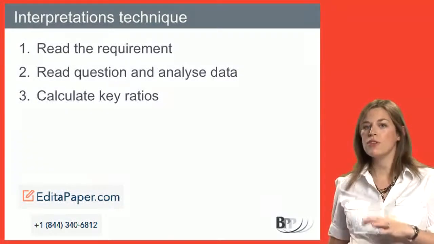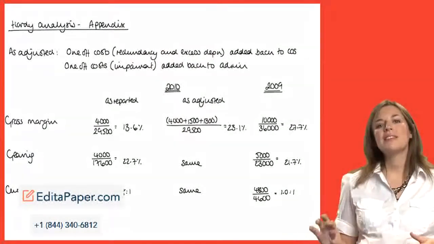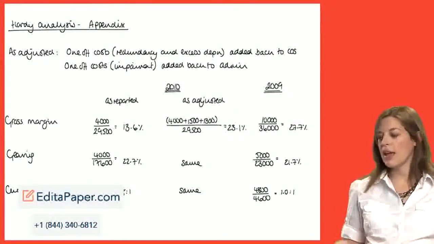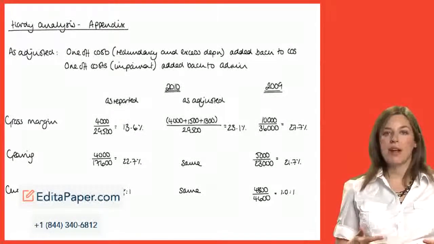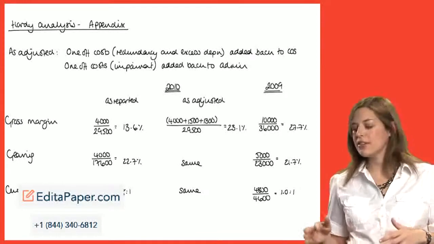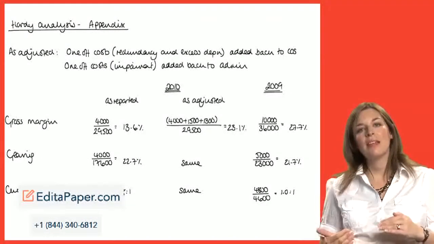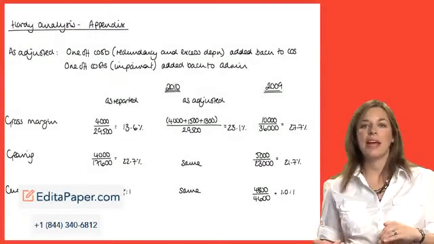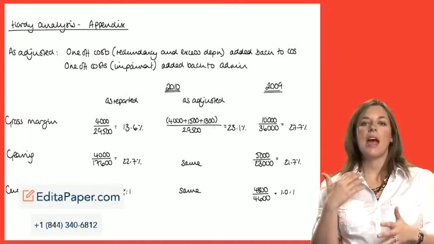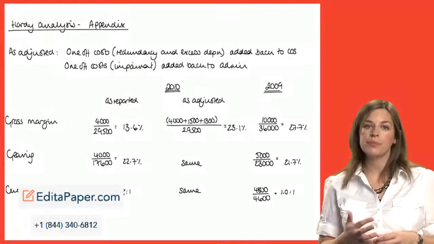Okay, so I've given you some suggestions here of ratios to calculate. As we said, there's 10 marks available. I've calculated 7 ratios here. And you'll notice what I have done as well is calculated the gross margin both as reported and by taking into account the one-off exceptional costs, or the one-off unusual costs.